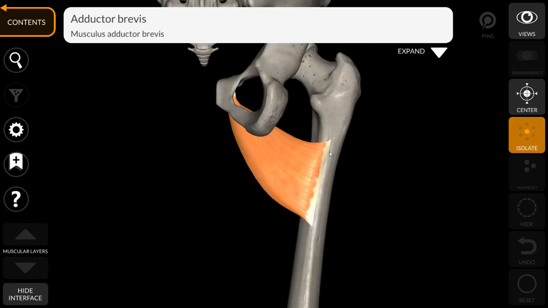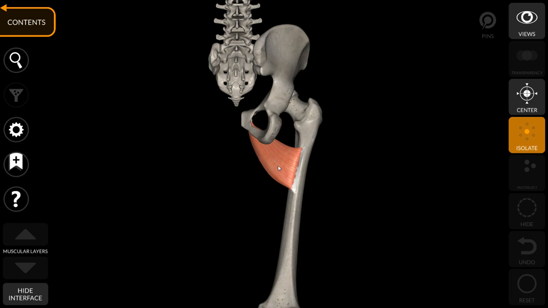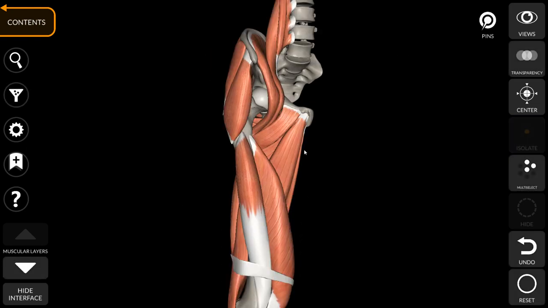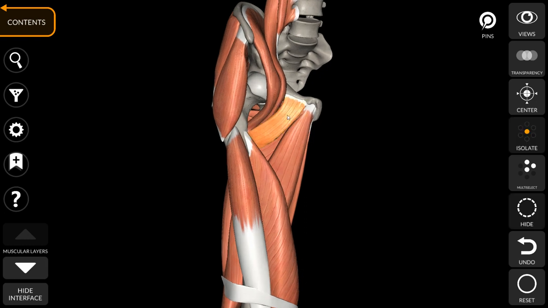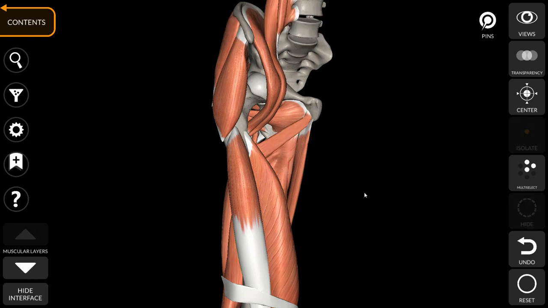linea aspera. But the thing is, if the middle third becomes the insertion for the adductor longus, meaning that this is the proximal third of linea aspera, it becomes the insertion for which muscle? This is your adductor brevis. Okay, plus adductor brevis. Right, next. So this is your pectineus, this is your adductor longus, and this is your adductor brevis, class, right?